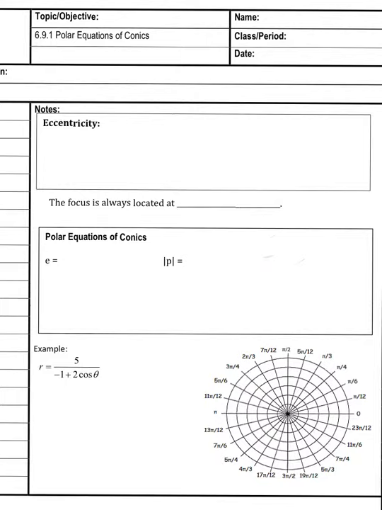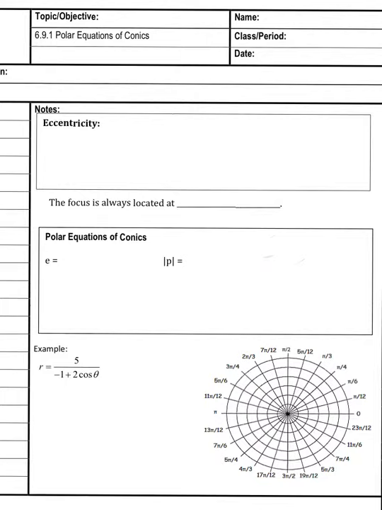Okay, so we're going to set up an r theta chart. We use the angles that divide up the quadrants. So my first angle is going to be 0. If I plug 0 in for theta, cosine of 0 is 1. 2 times 1 is 2. 1 minus 2 is negative 1. Negative 5 divided by negative 1 is 5.